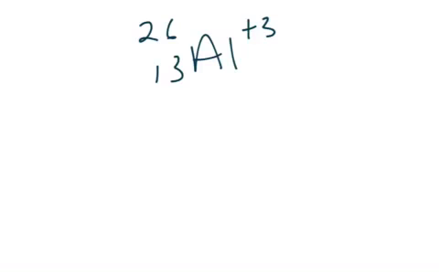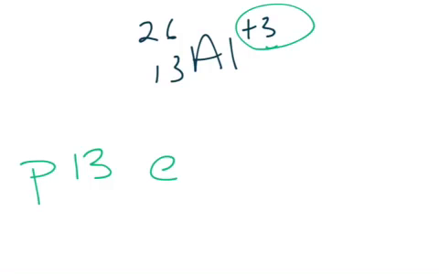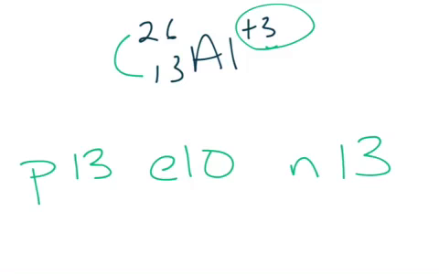Aluminum makes a +3 charge, so protons, there'd be 13 of them. If it was not charged, there would be 13 electrons, but a positive charge means we've lost negativity, so we're down to 10. And then neutrons is 26 minus 13, so we have 13 neutrons.